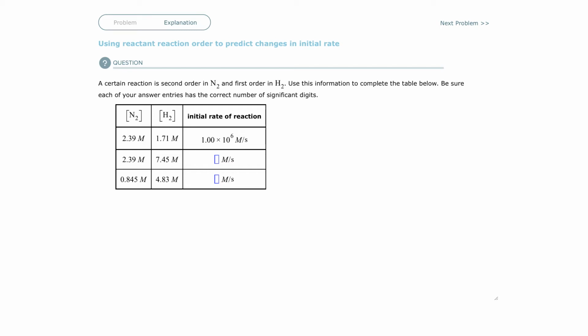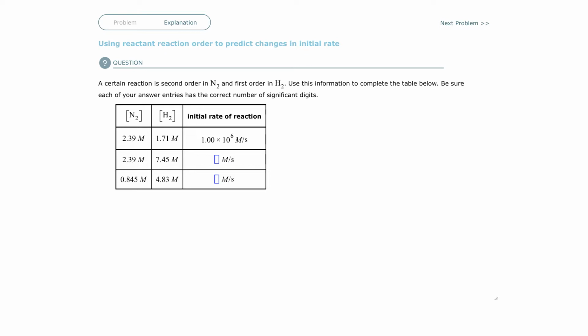Welcome back. This is an ALEKS training video on using reactant reaction order to predict changes in initial rate. A rate law tells you how fast something is happening based on the concentration of the reactants. So if I change the concentration of reactants, the rate law will tell me what it does to the rate of the reaction, so how fast the reaction happens.